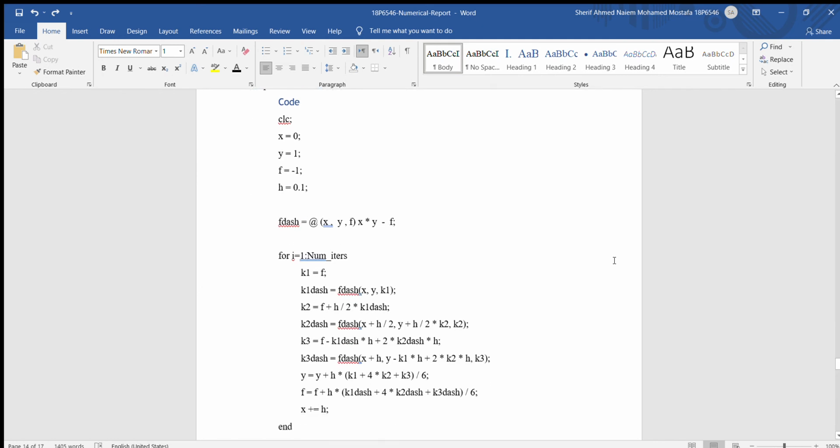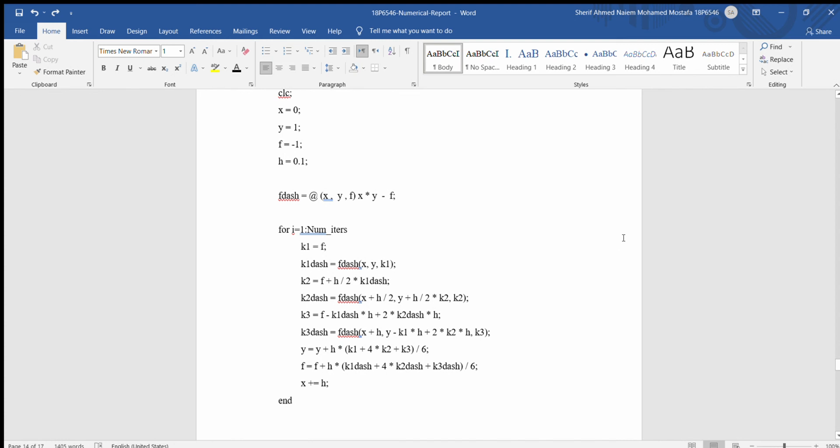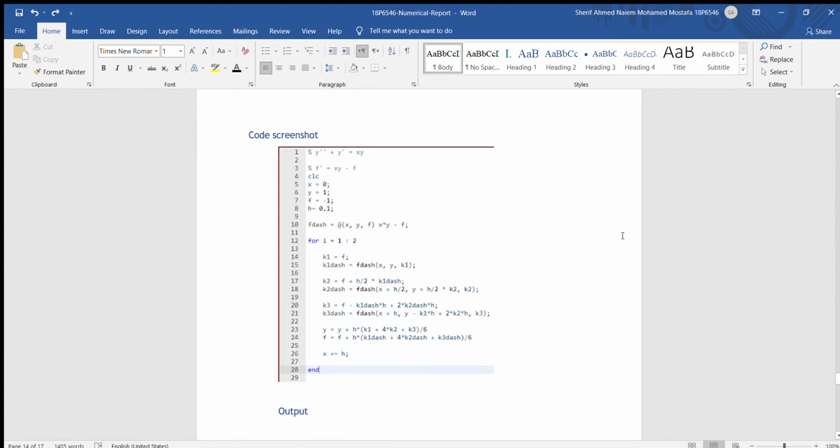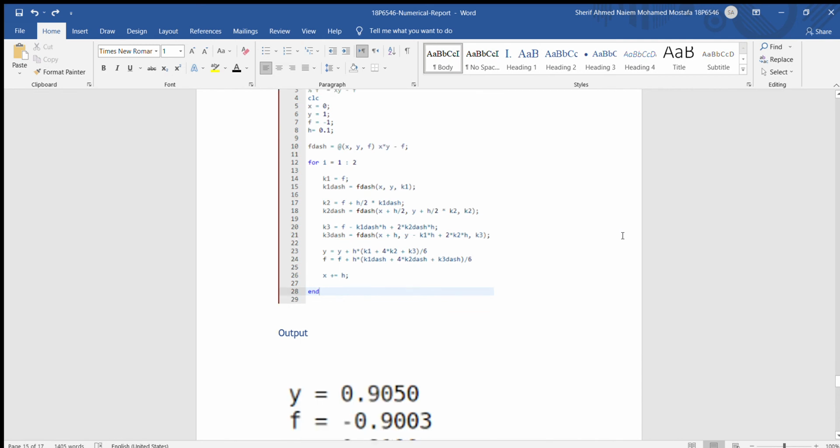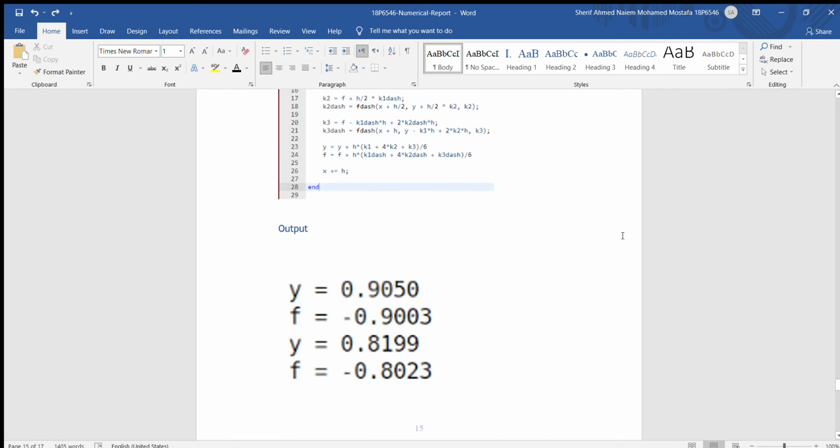Here is the MATLAB code for solving this problem. And here are the photos of the code and its output. We notice that y is the corresponding estimate for each x and f is the derivative of y at the given x. The values of the first y and f correspond to x equals 0.1. The values of the second y and f correspond to x equals 0.2.